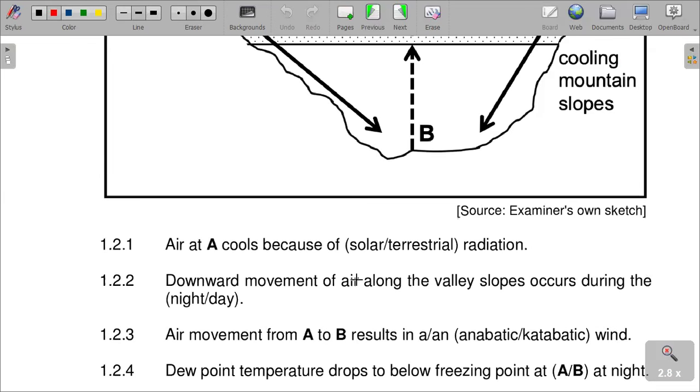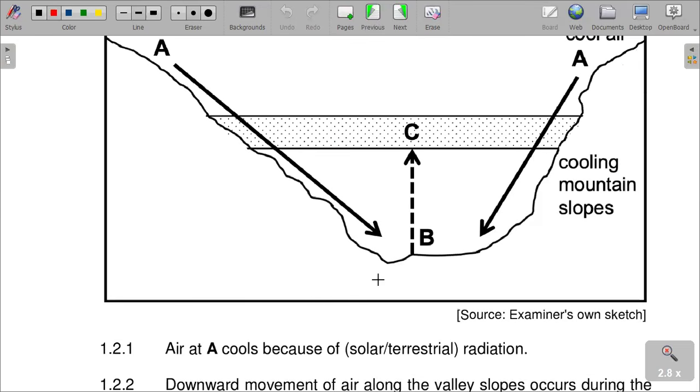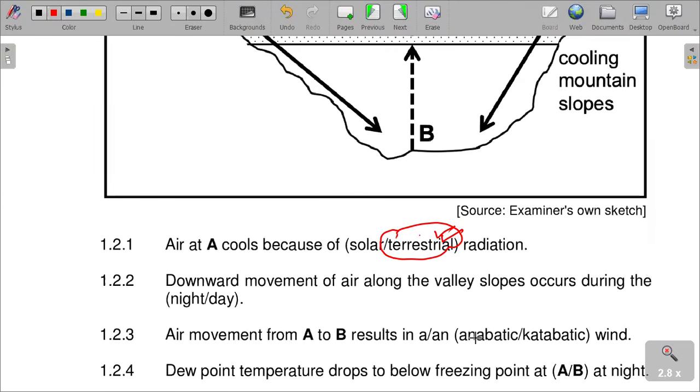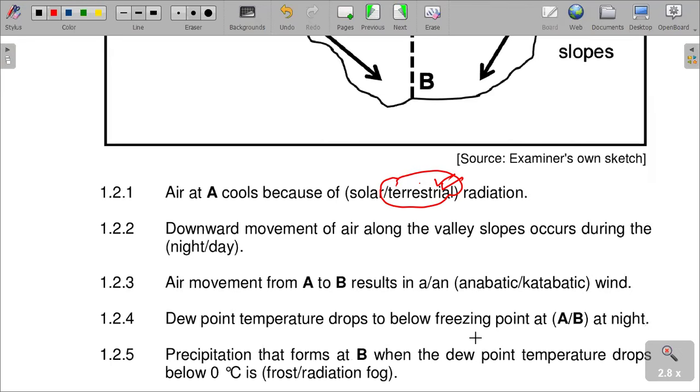Question first: the air at A cools because of dash radiation. The air at A is cooling because of what? This is called terrestrial radiation. Terrestrial radiation is the correct answer, the one that causes the air at A to cool down in this case.